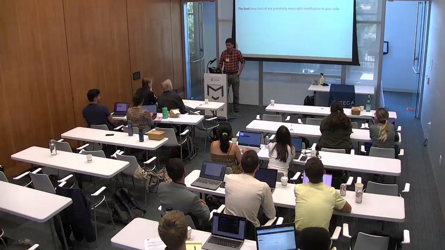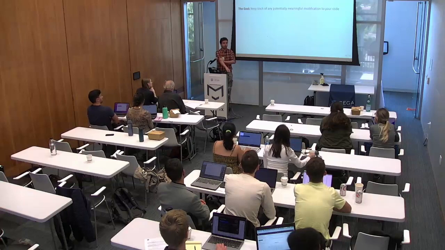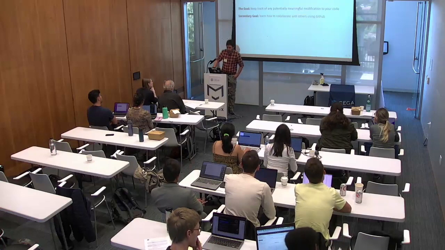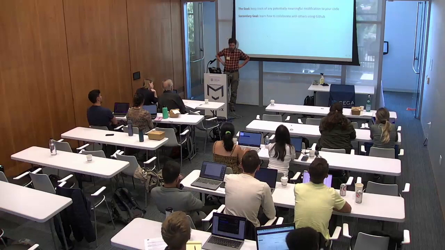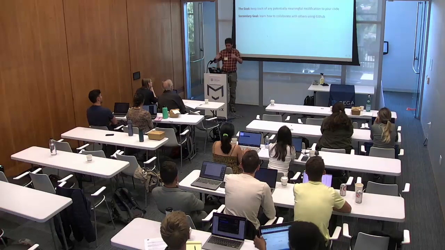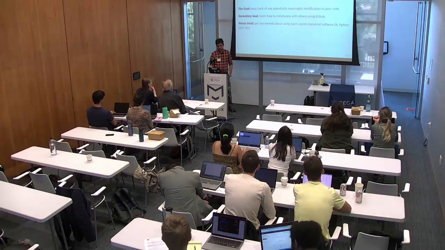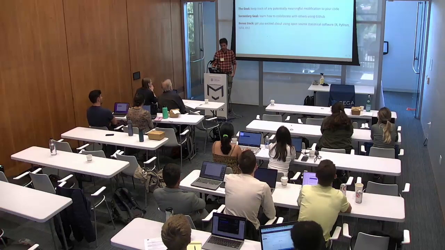The goal of this workshop is to keep track of any potentially meaningful modification of your code. That's the goal we're going to try to get out of this session. A secondary goal, if we have time, is to go through demos, and the later demos are going to be more focused on collaboration. We're going to try to learn how to collaborate with others using GitHub. But the main goal is to learn how to keep track of any potentially meaningful modification of your code. As a bonus, maybe we'll try to get you excited about some open source statistical software.